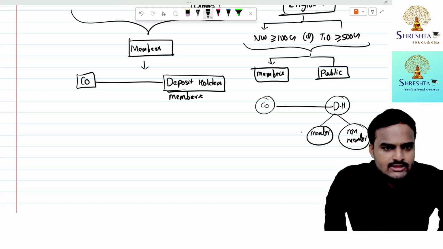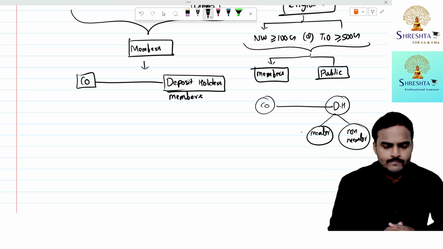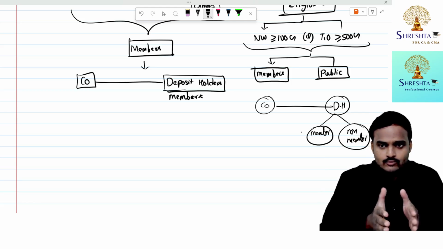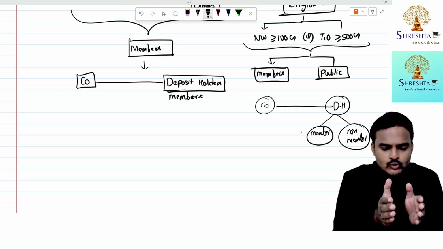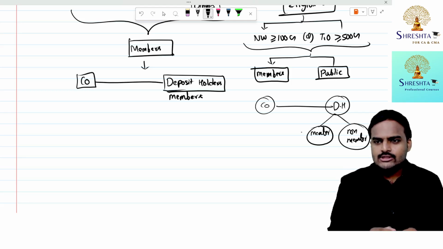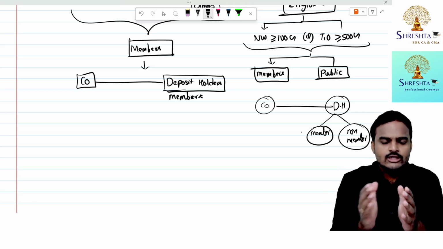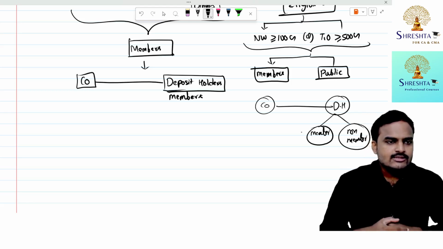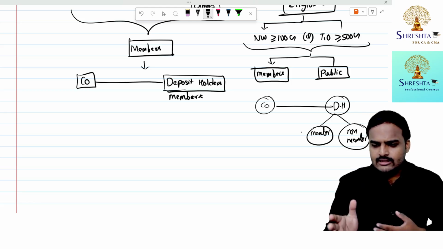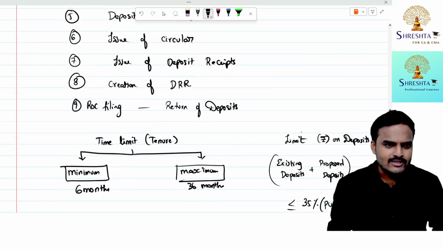Understood? Actually, these are the conditions I need to discuss with you in the second or third lecture, but I'm discussing them right now. I want to at least give some introduction: conditions for accepting deposits, limit on acceptance of deposits, tenure for accepting deposits. I want to teach you the conditions before I start the chapter. Why? I'll tell you. Within 5 to 10 minutes, you will get clarity.